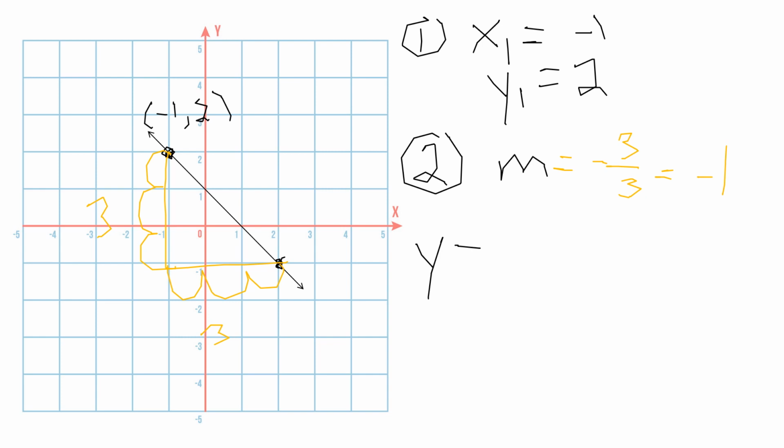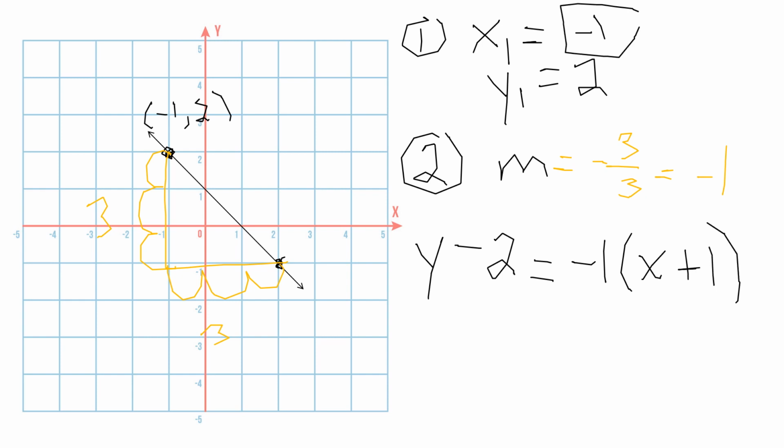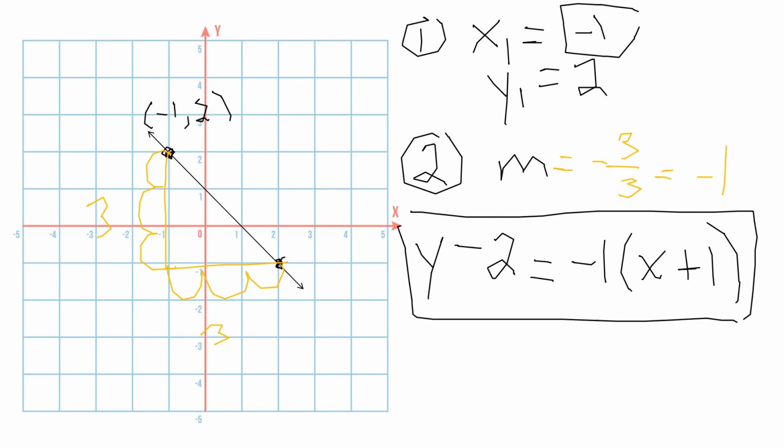Okay, y minus y1, which is 2, equals negative 1, x minus negative 1 becomes plus. Don't forget, minus a negative 1 becomes plus. And that is it. And the reality is, I don't even have to write this 1. I could just write it like this because of the understood 1, right?